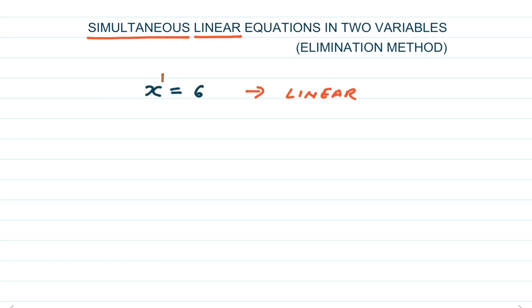Another equation, let's say 2x square plus 3y square is equal to 9. Observe the power of x, here it is 2, and the power of y is 2. This has the highest power as 2, and so it is not linear but quadratic.